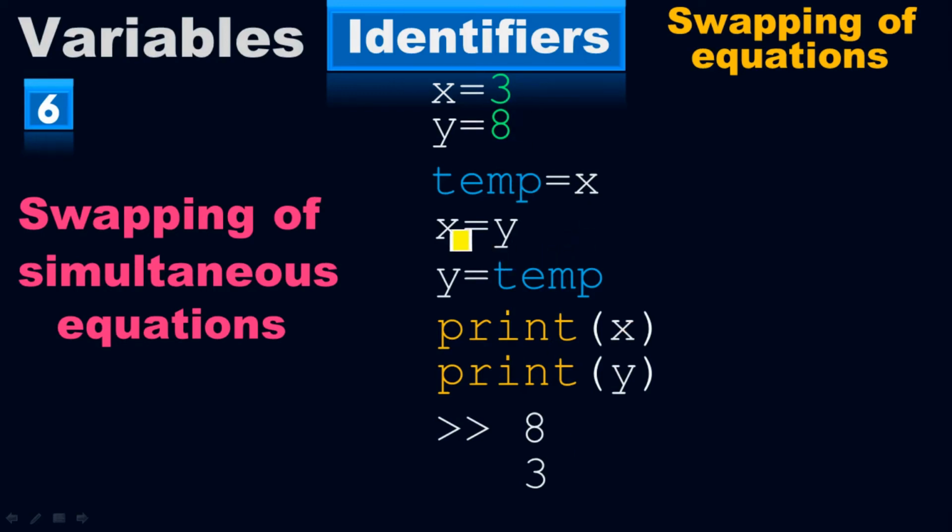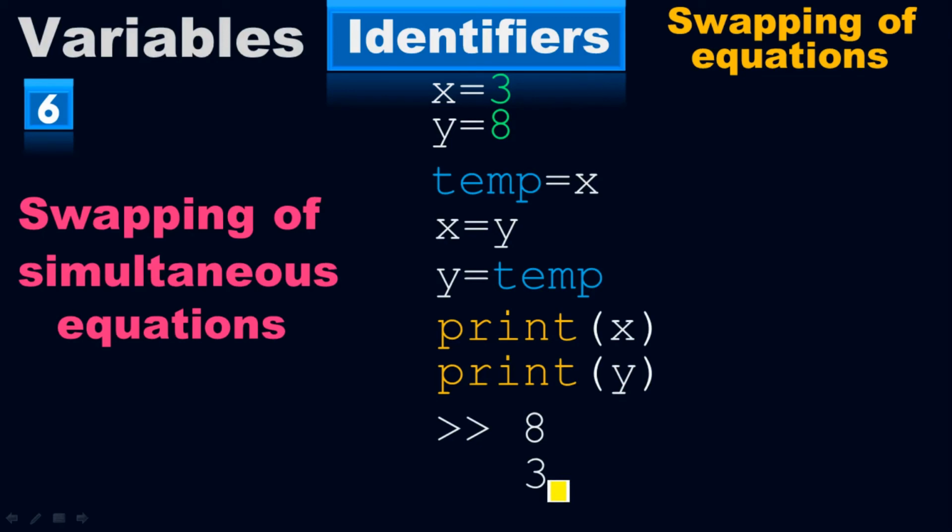Because remember, if you skip this part, x equals y, you won't get this answer. You must put x equals y. It is because of the simultaneous equations. It is possible only in the case of simultaneous equations. We just temporarily give the name temp to the x and temporarily give the name temp to the y. So when you take the print of x, you will get something alternate. Instead of 3, you will get 8. For the y, instead of 8, you will get 3.